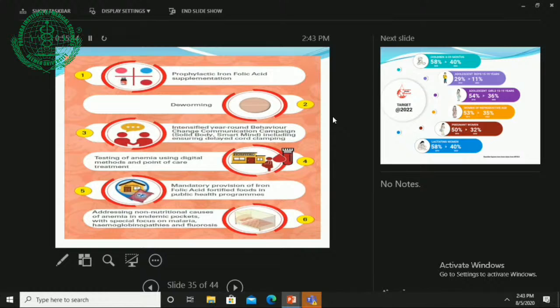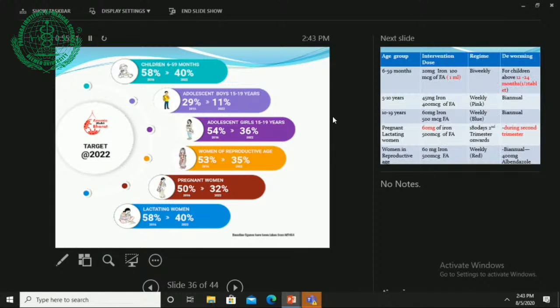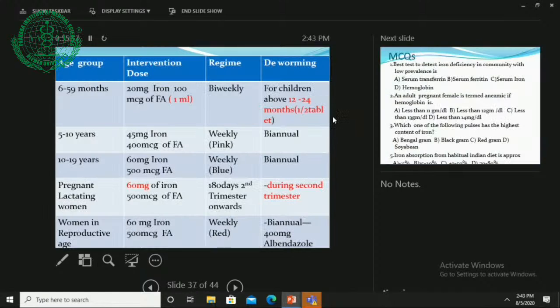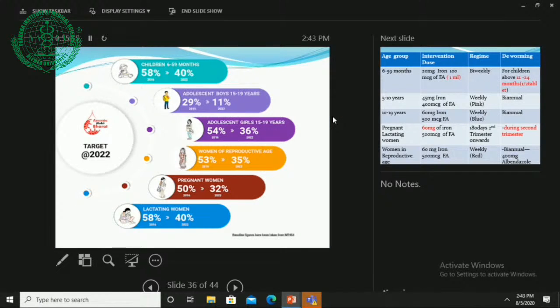So these are the 6 interventions. So that is the meaning of 6 beneficiaries, and these are the 6 interventions. So target, I told you that every year they want to reduce the anemia prevalence by 3% in all these 6 beneficiaries. So no need to remember all these figures. Remember, by 3% they want to reduce anemia problem in all these beneficiaries.